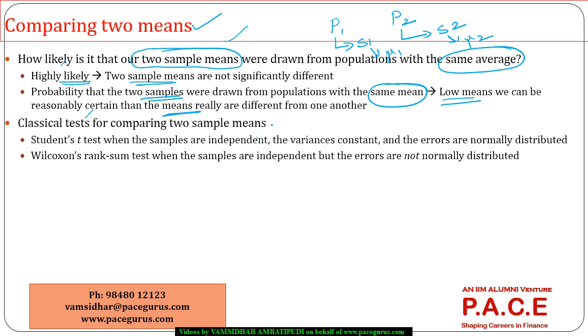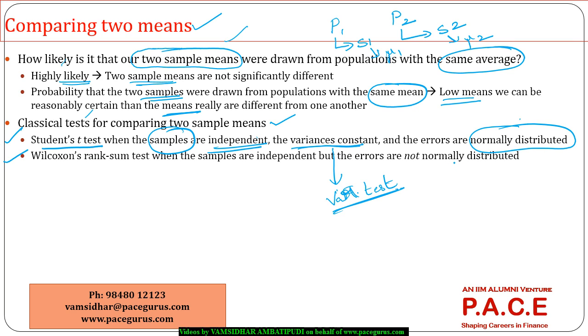Now, if I have to do some kind of real testing for comparing the means and saying whether the means are significantly different or not, we can employ one of two tests. One, a student t-test, especially when the samples are independent and the variances across the groups are constant, which I can test using the var.test, which is the Fisher F test. So I'll compare the variances. If the variances are constant, then I can use the t-test. If the variances are not constant, I should not rely on the t-test. And the errors should be normally distributed. If the errors deviate from normal, then also I cannot use the t-test.